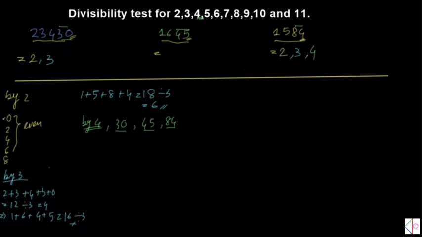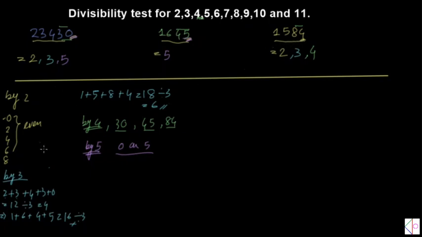Next, by 5. What is the rule in the case of 5? It is very simple. A number which has either 0 or 5 in its ones place is divisible by 5. We have to look at the ones place to see whether it is 0 or 5. Here two numbers have 0 and 5 in the ones place, so 5 is an exact divisor of those numbers. But since the other is 4, it is not divisible by 5.